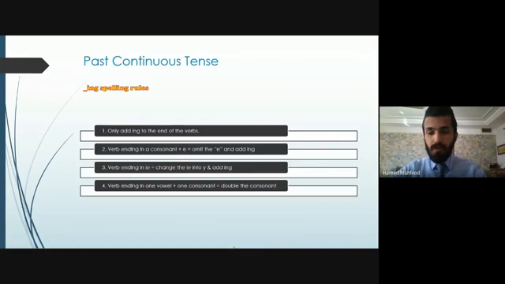In this case, sorry, you have to mute your microphone please. Okay, in this case we have to double the consonant. We have to double the last letter of the verb and then add ing. So this is rule number 4.